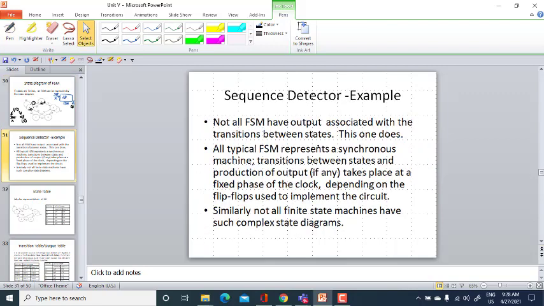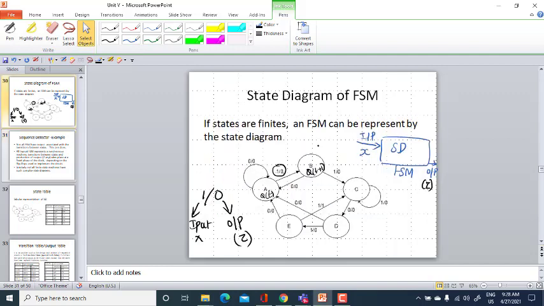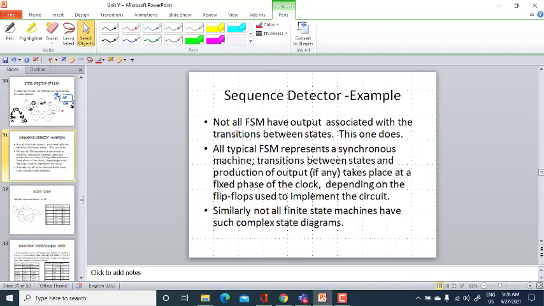In this particular state machine, if you look here, all the states have an output, the second variable is an output. All the internal states also have an output, but not all finite state machines will have an output. That is what I mean to say. Not all finite state machines have an output associated with the transition between the states, but this particular sequence detector does. And a typical finite state machine represents a synchronous machine.